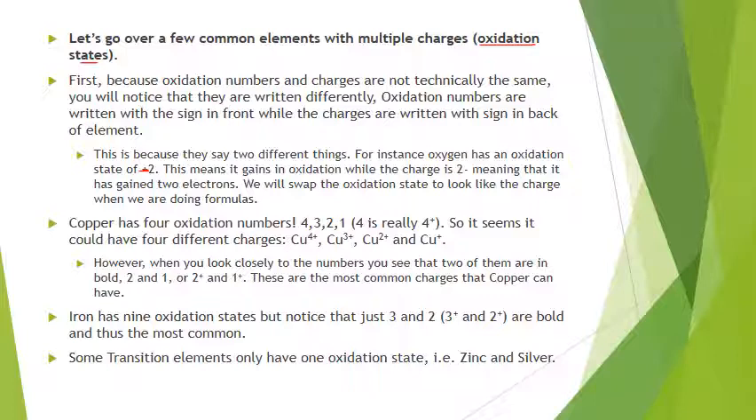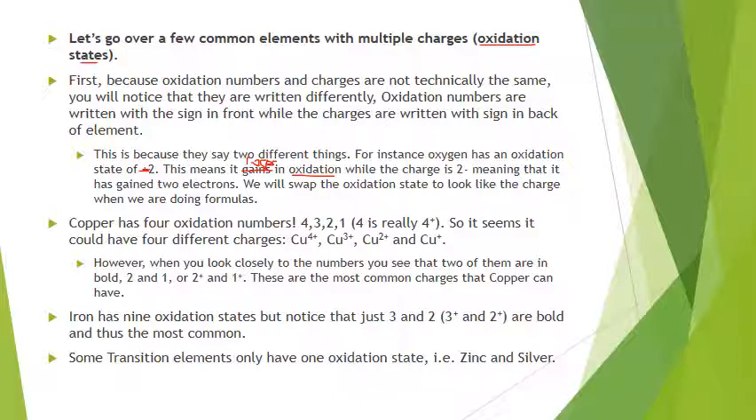I mean loses in oxidation. Sorry. All right, so it has a -2 oxidation state. This means it loses in oxidation, while the charge 2- means that it gains 2 electrons. So when you lose in oxidation, that means you're gaining electrons. And we'll talk about that more when we get to chemical reactions.